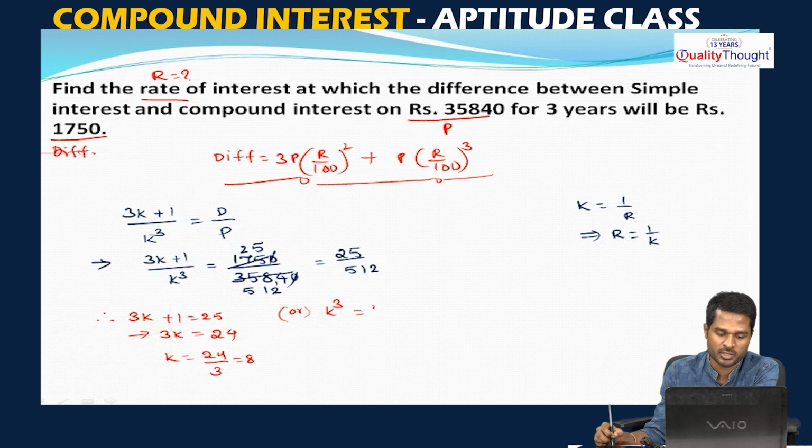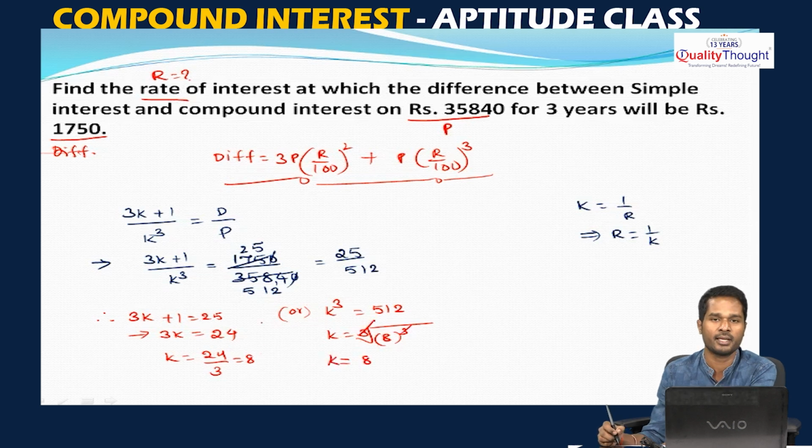So, k cube is equal to 512, and k is equal to the cube root of 512, and 512 can be written as 8 cube. 8 8s are 64, 8 64s are 512. So, cube root and cube will cancel. So, the k value is 8. So, the k value is 8 in every case.